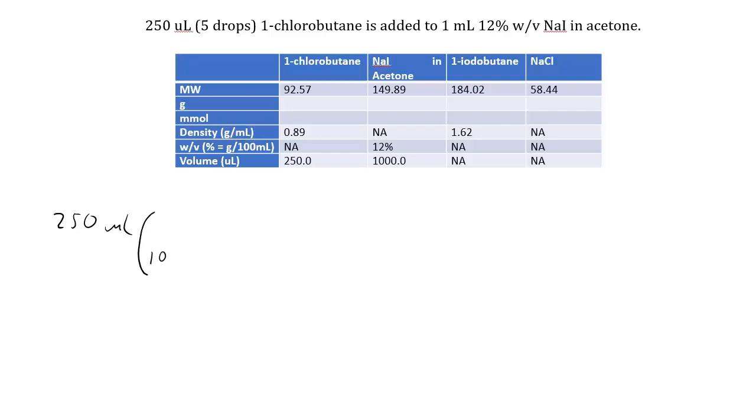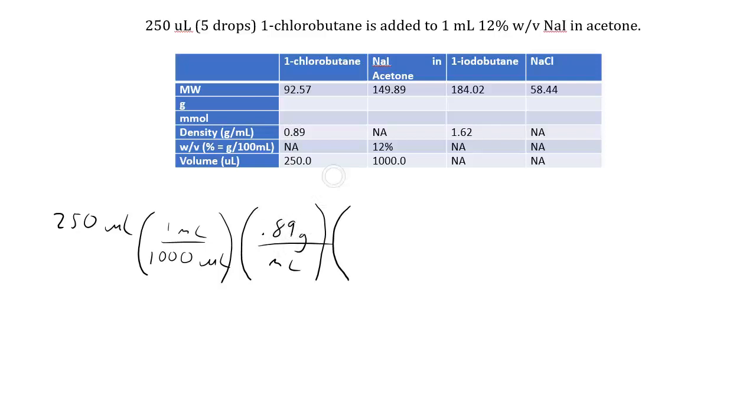There are 1,000 microliters per 1 milliliter. At this point, our microliters would cancel. We'd be left with milliliters. Now we can use this density to convert our milliliters into grams. So 0.89 grams per milliliter. Now milliliters cancels, and we would be left with grams. So you can go ahead and put this on your calculator, say 250 divided by 1,000 times 0.89, that'll get you the number of grams. I'm just going to keep going though so we can get to millimoles.